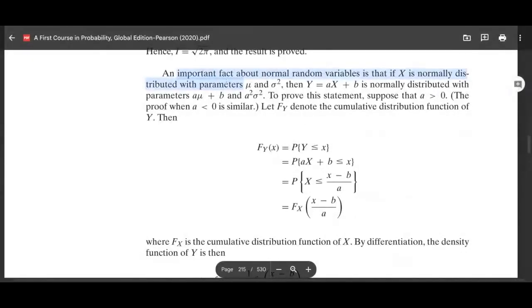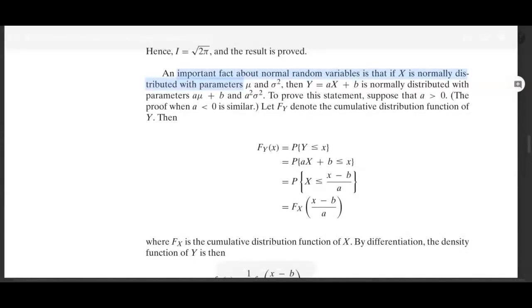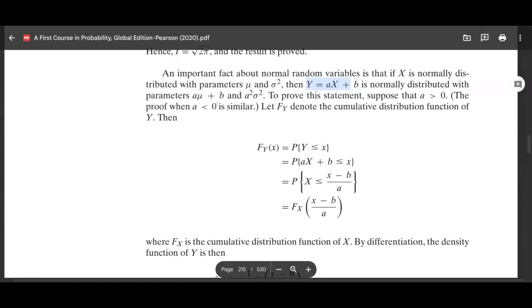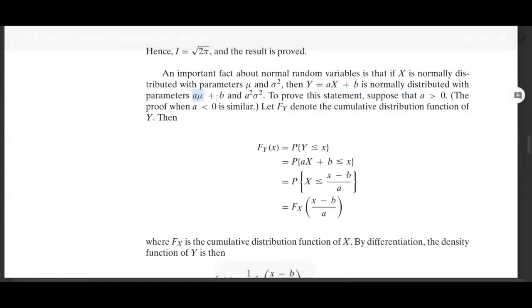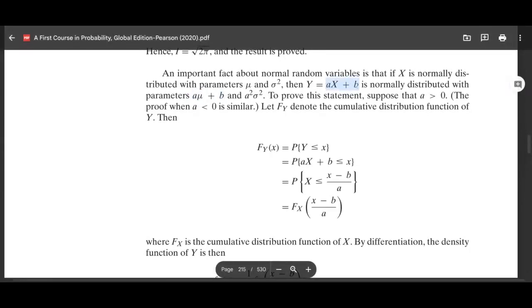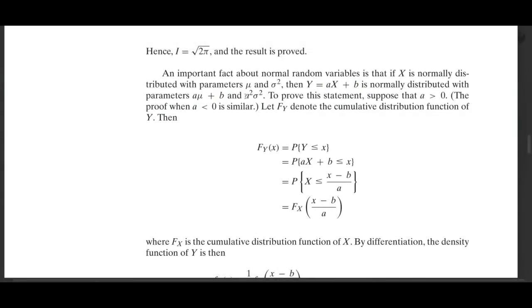Let's see this. An important fact about normal random variables is that if X is normally distributed with parameters mu and sigma squared, then Y equals aX plus b is normally distributed with parameters a mu plus b, and a squared sigma squared.